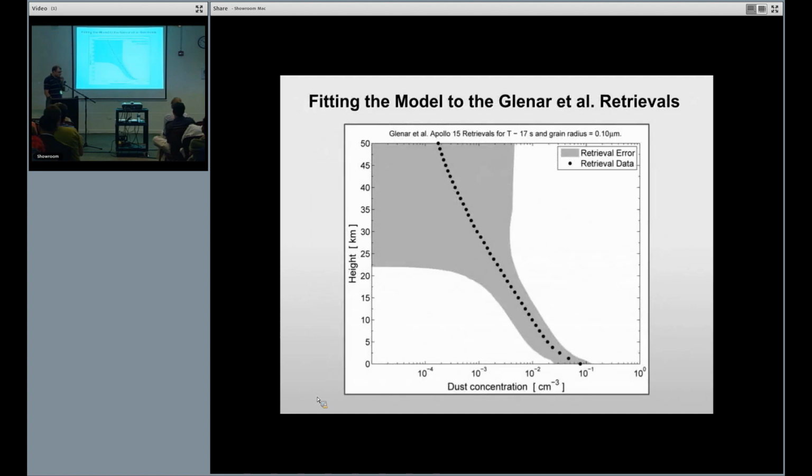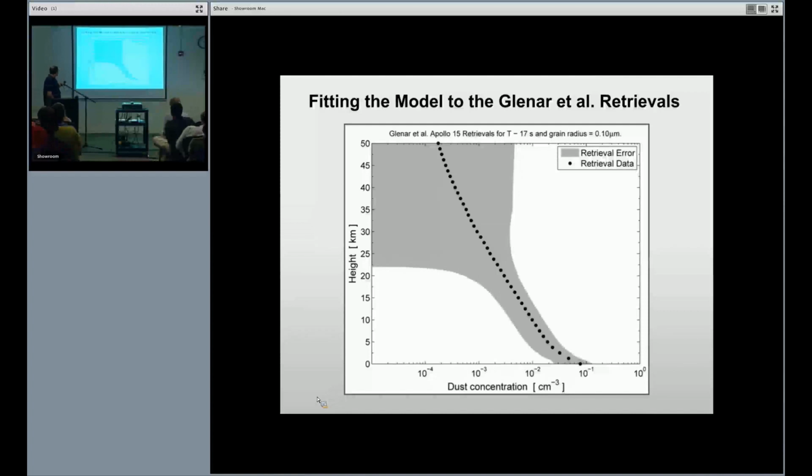And so this is what I did. This is one cut from Glenar et al., one of the retrievals. And this is for T minus 17 seconds, so that's 17 seconds before orbital sunset. This is the closest picture taken to orbital sunset. And the fit was assuming that the dust grains are 0.1 microns in radius.